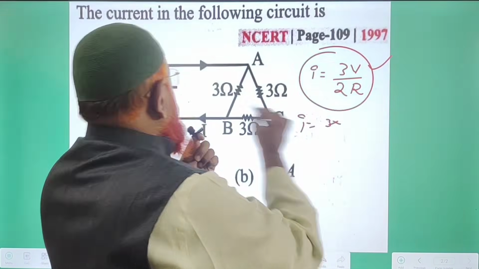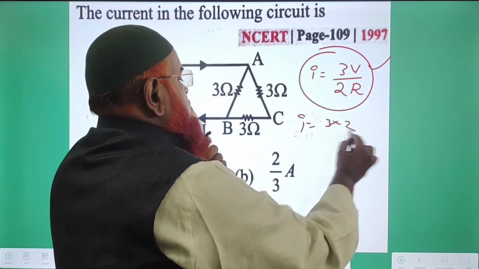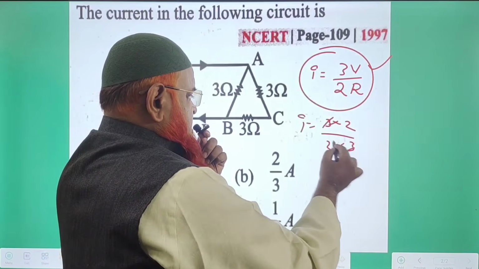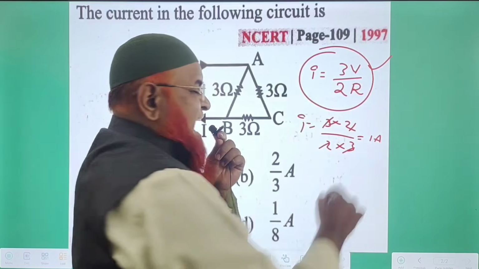Or is 3 into V. V is nothing but 2. So 3 into 2 by 2 into R is nothing but 3 here. So 3, 3, 2, 2 gets cancelled. Your answer is 1 ampere.